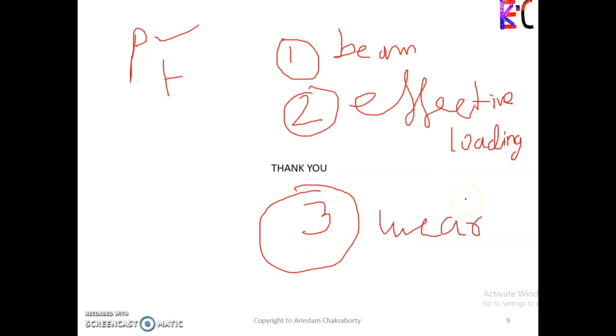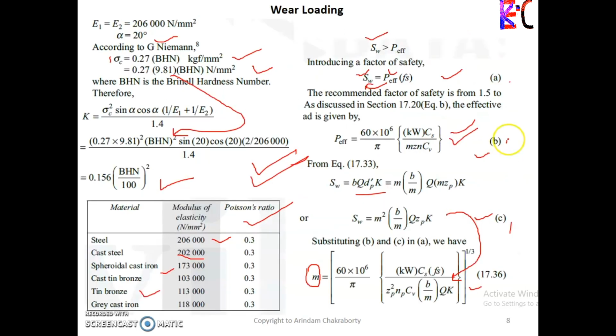That means if we summarize the whole chapter, we could understand that the value of PT is the most important part of gear design, and we have to keep in mind while designing a gear that the value of PT should be calculated in the proper and efficient way, such that we could overcome these three factors. That means first, it will qualify for beam strength. It will qualify for effective loading, as well as it will qualify for wear loading. As we can see for wear over here, this one.